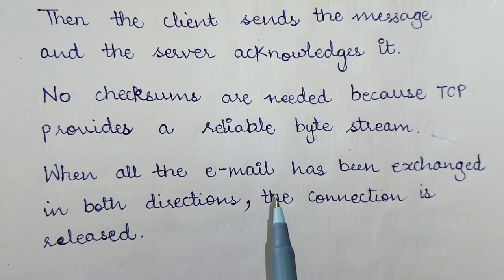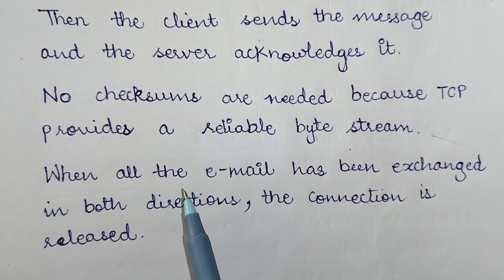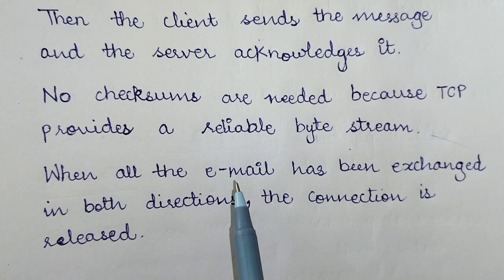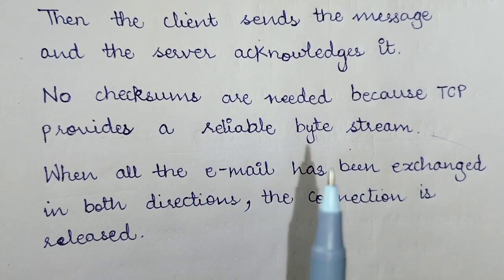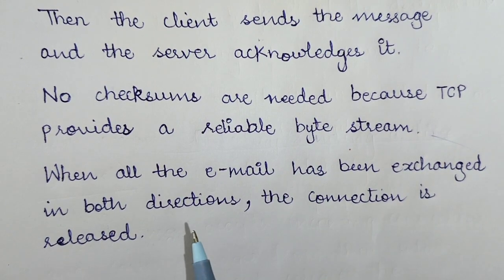So when all the email has been exchanged in both directions, the connection is released. Just like in any connection oriented service, when all the data transfer has been done, the connection is then released. Similarly here, when all the email has been exchanged in both directions, what then happens? The connection is released because all the messages have been transferred either one way or both ways, and the connection is no longer required. We do not wish to waste the bandwidth, and hence the connection is released.